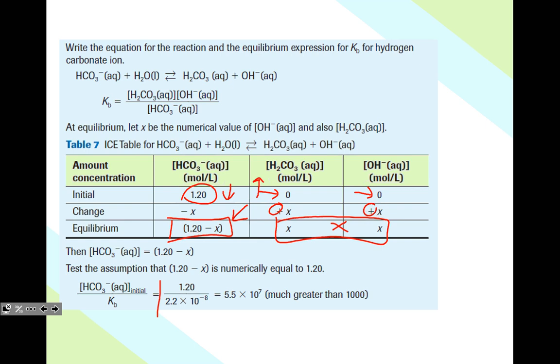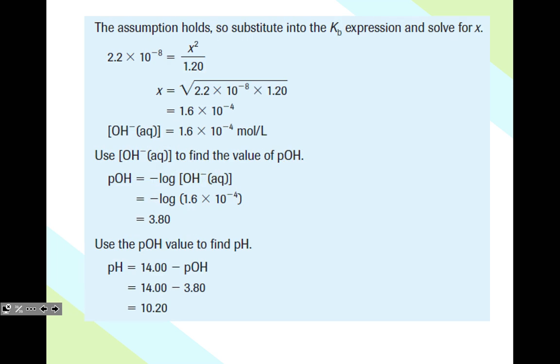So all we have to do is just make it over the denominator, right? There we go. So now all we have to do is just go x squared over 1.2. And we also have our Kb, right? So x is equal to, you have to isolate for your x squared, and then you square root it. So your x is equal to 1.6 times 10 to the negative 4. And that is your hydroxide ion concentration.